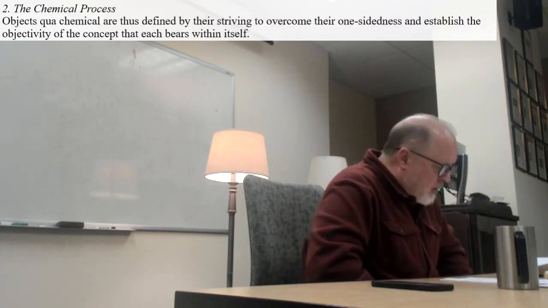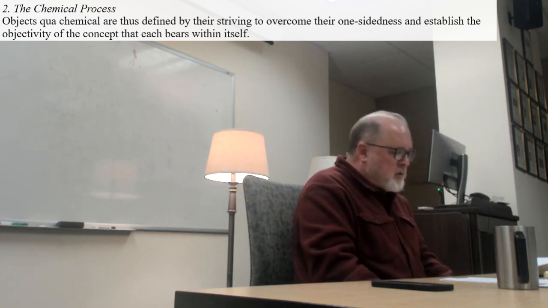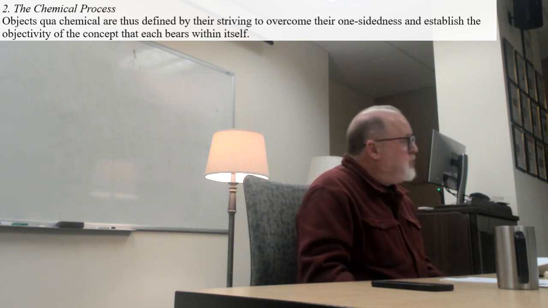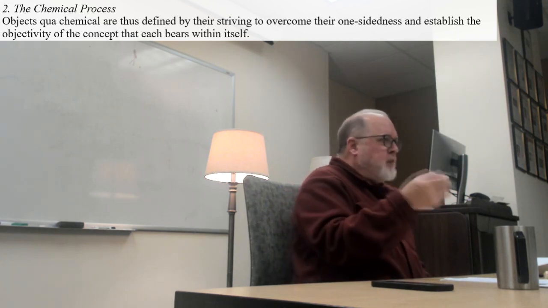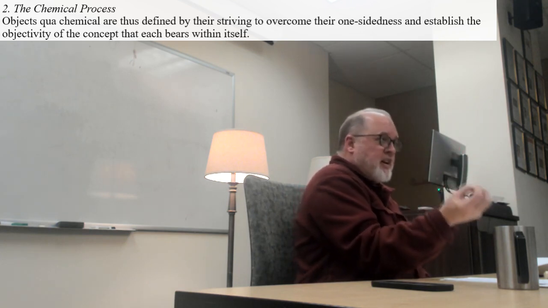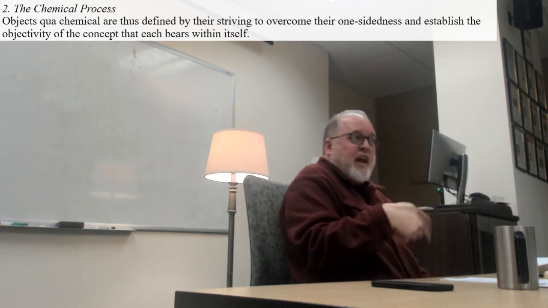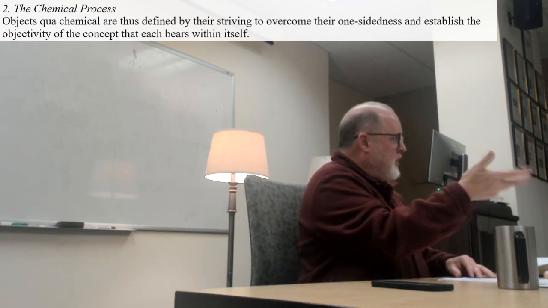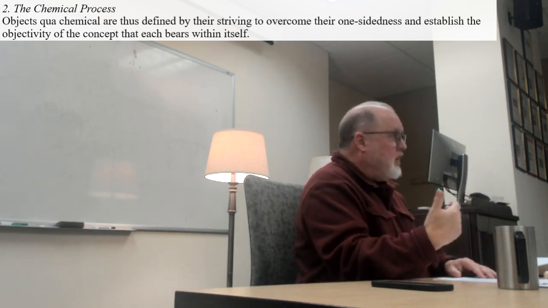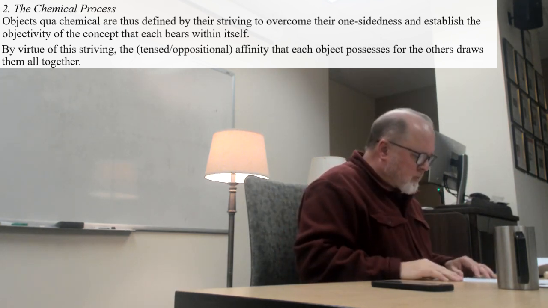So objects qua chemical are thus defined by their striving to overcome their one-sidedness and establish the objectivity of the concept that each bears within itself. So now each object is the concept, but it's striving to realize that concept because that concept is not simply itself. It's everything that exists. So it's striving to overcome its own self-subsistence at the same moment it's trying to be self-subsistent. There's the contradiction that's born within it.